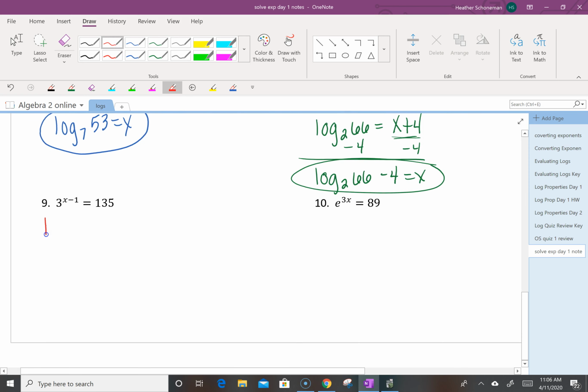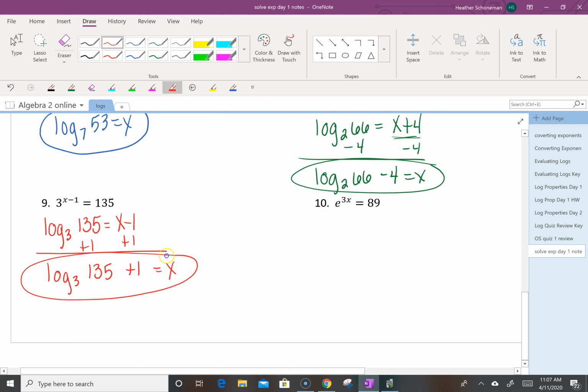Over here on this one, it'd be log base 3 of 135 equals x minus 1. But x is not by itself, so we can't say this is our final answer. So to solve, we're going to add 1 to both sides. So our final answer would be log base 3 of 135 plus 1 equals x. It looks weird, but if you had to do this on a no calculator part of a standardized test, that's the kind of thing they're looking for.